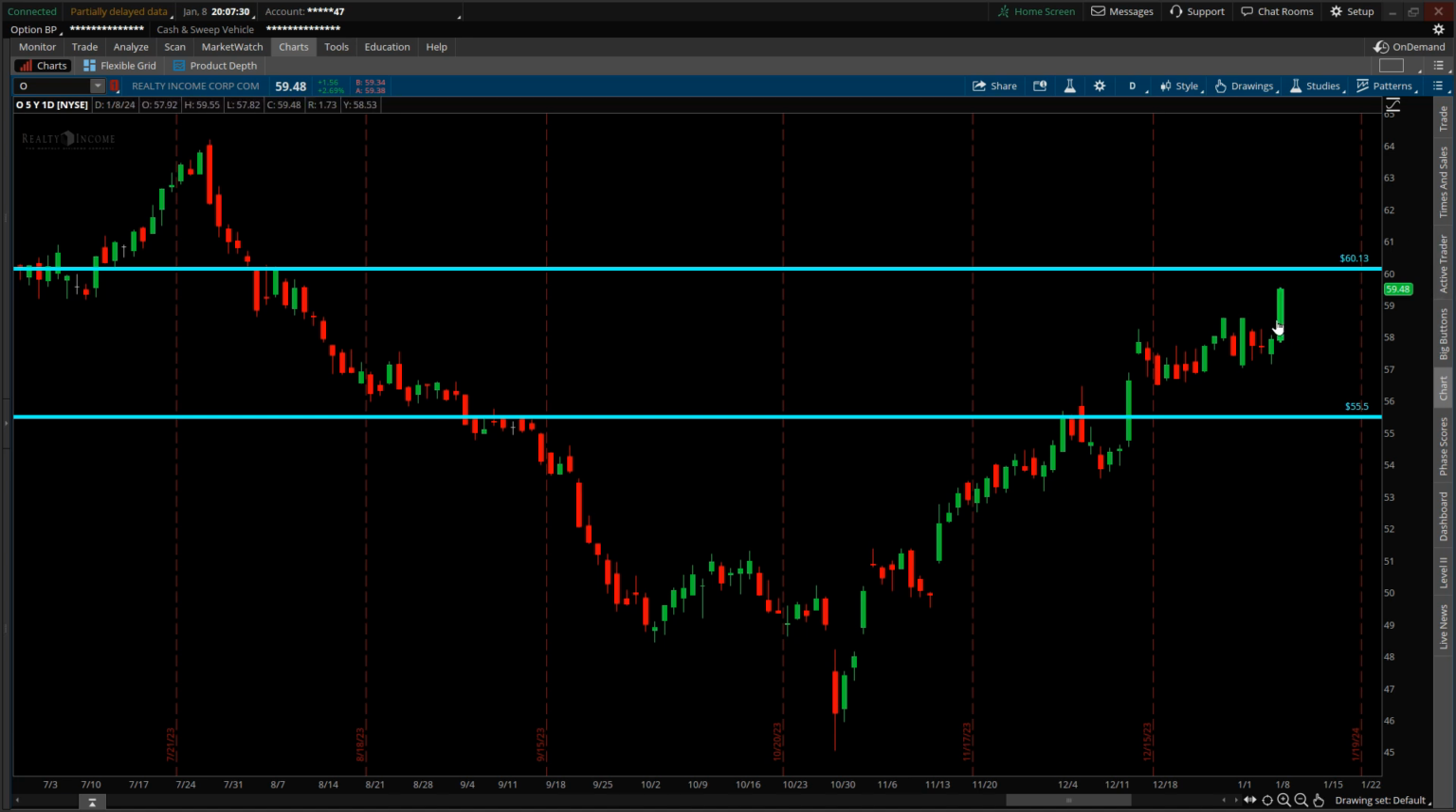So this is the daily time frame, so each candlestick represents a day's worth of trading. This is the candlestick that was just for January 8th today.